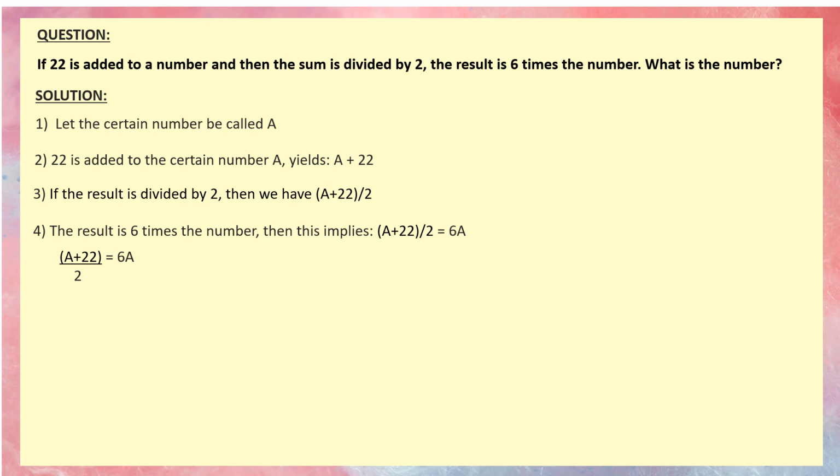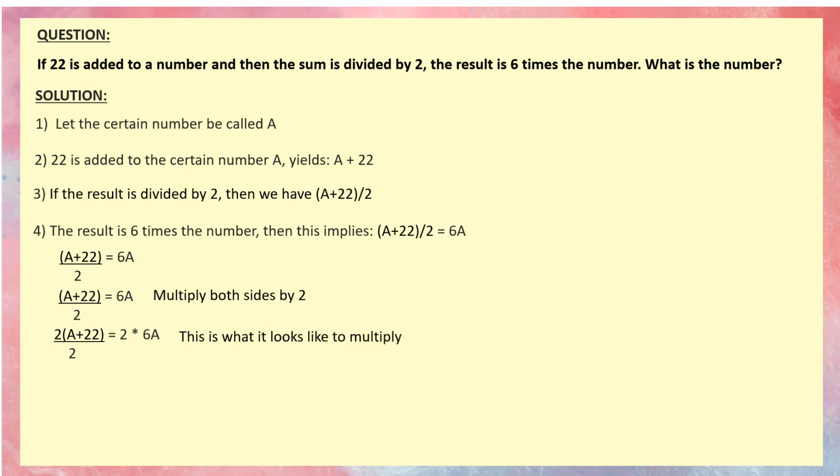We have a fraction on the left hand side because we have A plus 22 divided by 2. So we can simply remove that fraction by multiplying both sides by 2. Why are we multiplying both sides by 2? The denominator, which is 2 on the left hand side, cancels out if we multiply by 2. And of course, because it's an equation, whatever we do to the left hand side, we do to the right hand side. So we multiply both sides by 2.